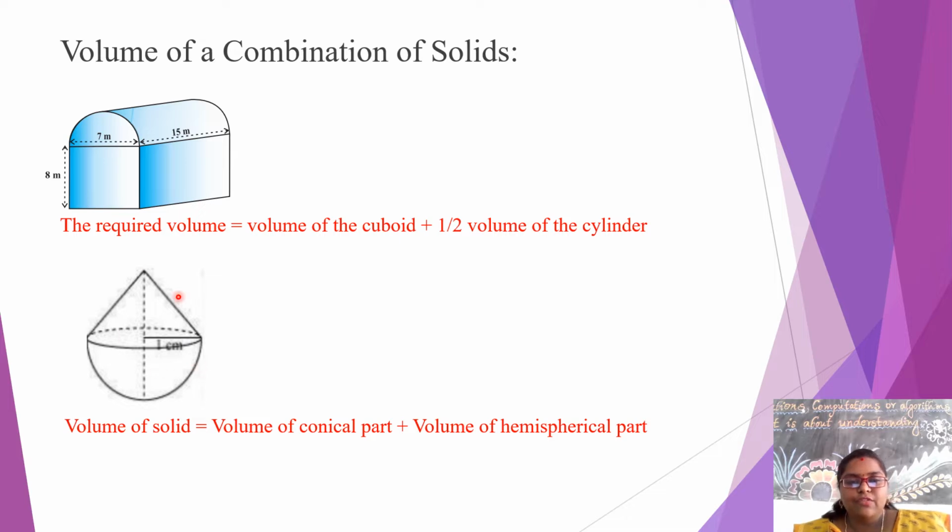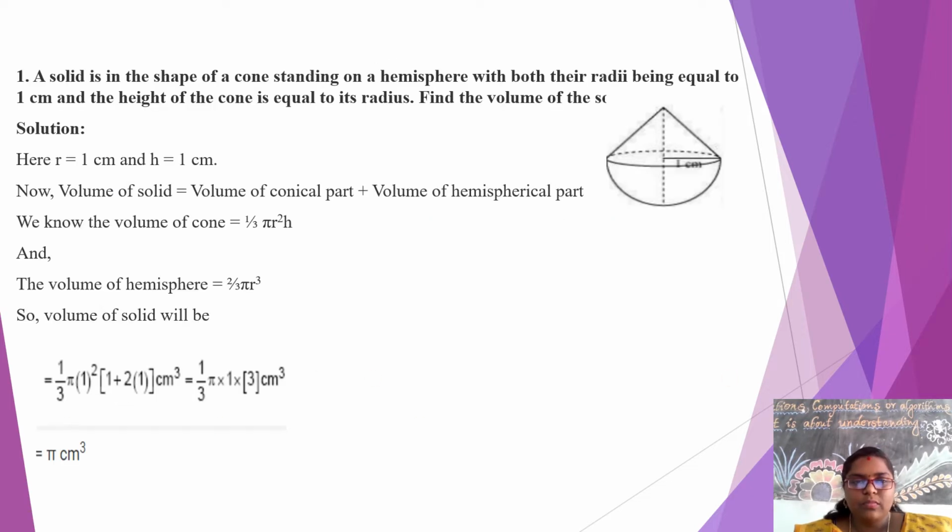The next figure, if you notice here, the upper part is like a cone, and the second part is like a hemisphere. So we have to find the volume of the conical part plus this hemispherical part. If you add those two volumes, we will get the volume of the whole figure. So our exercise, first problem.